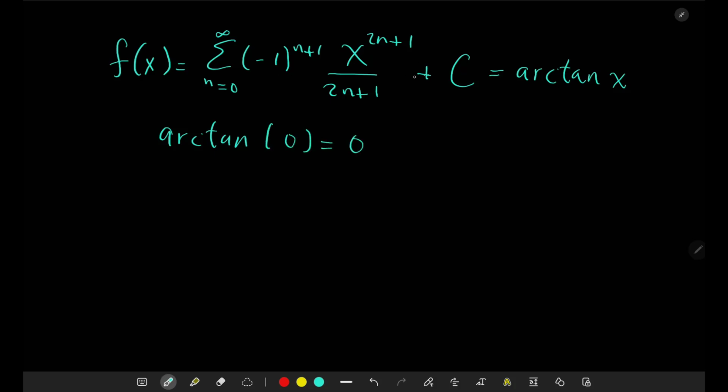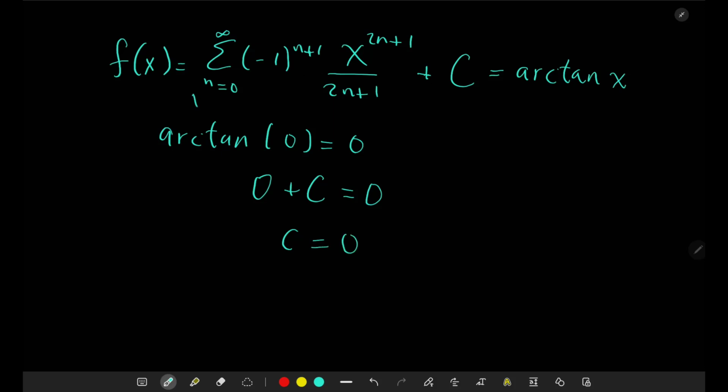So when you evaluate this function at 0, notice that everything here is going to be 0 because you have x to the power of 2n plus 1. So the power is always going to be greater than 1. So you're going to have a 0 for each one of the terms. So you're just adding a bunch of zeros. That's going to give you 0. Now when you evaluate the plus c, well, that just remains plus c equals 0, from where you get that c is equal to 0. That's how you get that c is equal to 0.